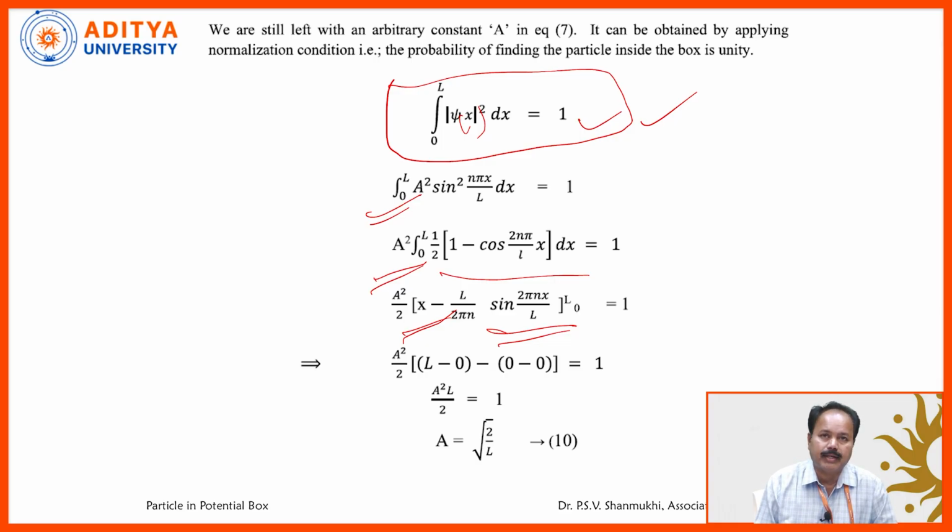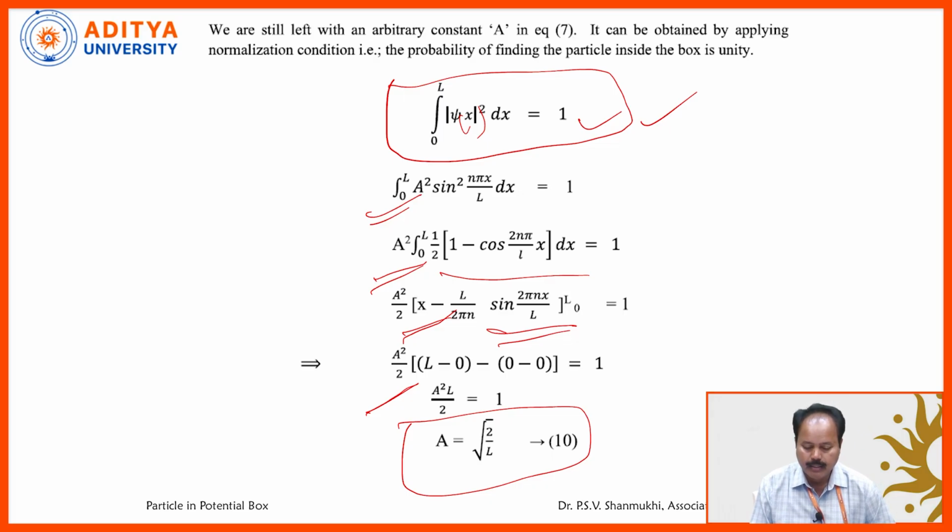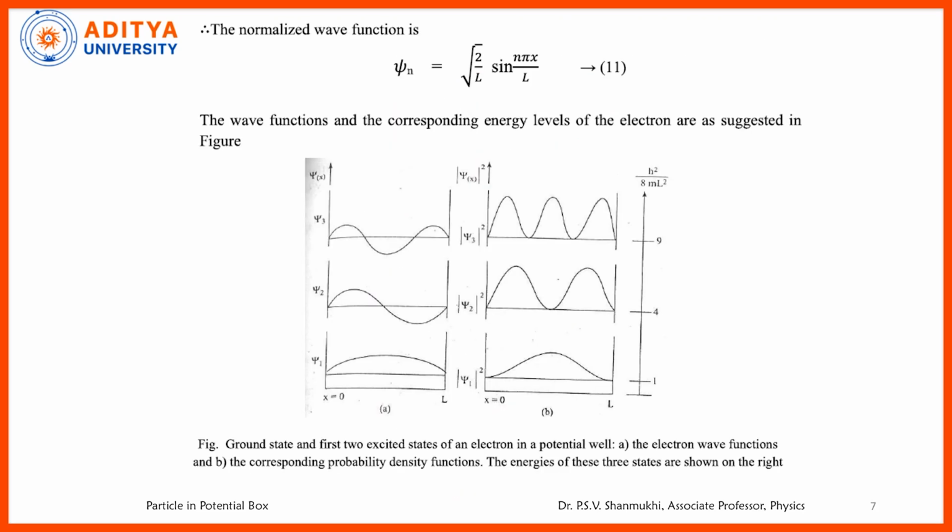On simplifying, sin 0 is 0, and L and L will cancel in the case of sin 2n pi, where n is 0, 1, 2, 3 and so on. That is why you will get 0 for the second term, so only the first term remains. On simplifying, you will get A is equal to root over 2 by L. This is capital A. Substitute it in the previous equation, psi of x is equal to A sin(n pi by L times x).